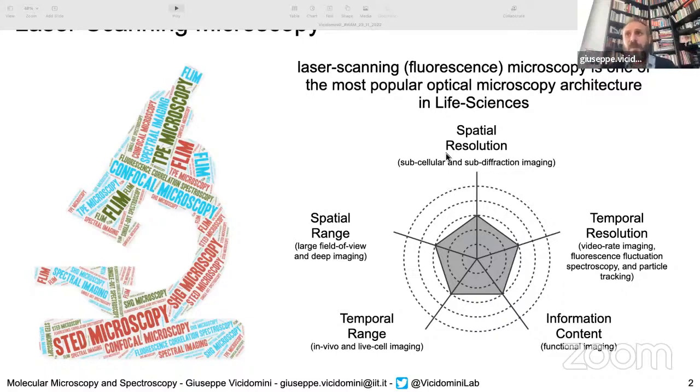Also, great temporal resolution, depending on which kind of technique you apply. If you use imaging, maybe you are a little bit slow, but if you combine it with fluorescence fluctuation spectroscopy, you can observe very fast dynamics. And very, very important, in the end, fluorescent laser scanning microscopy does not provide you just a pretty nice image, but really provides you data. So it's a very high information content technique.